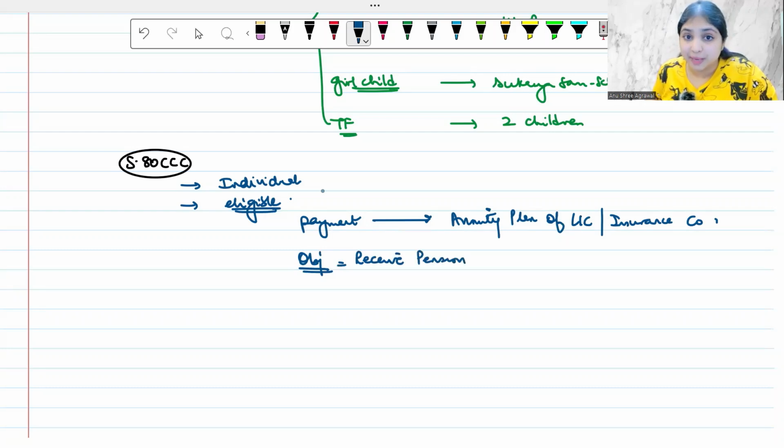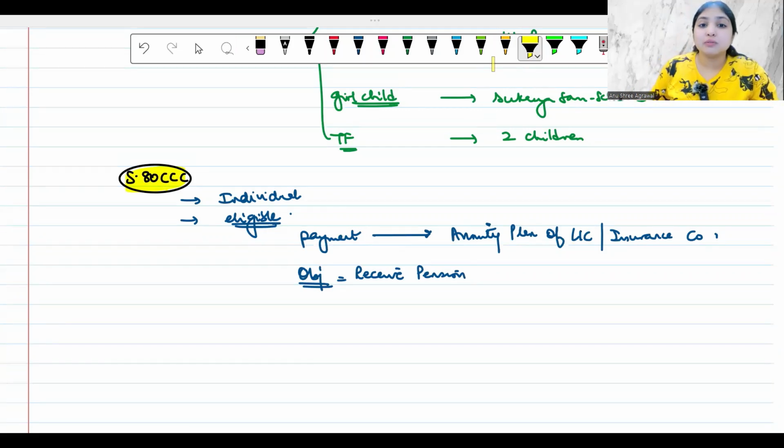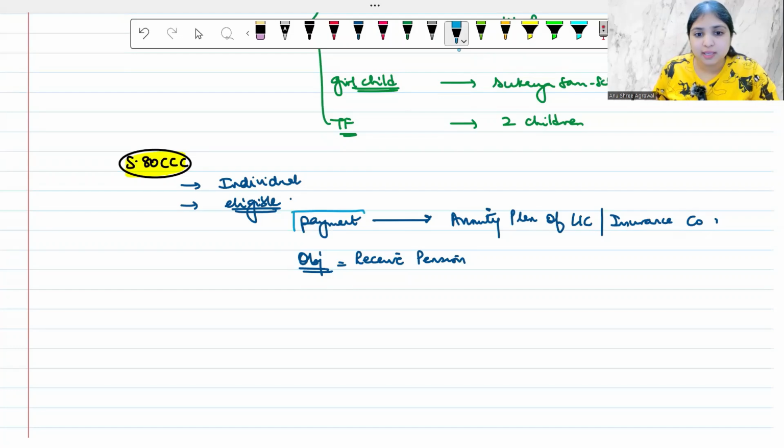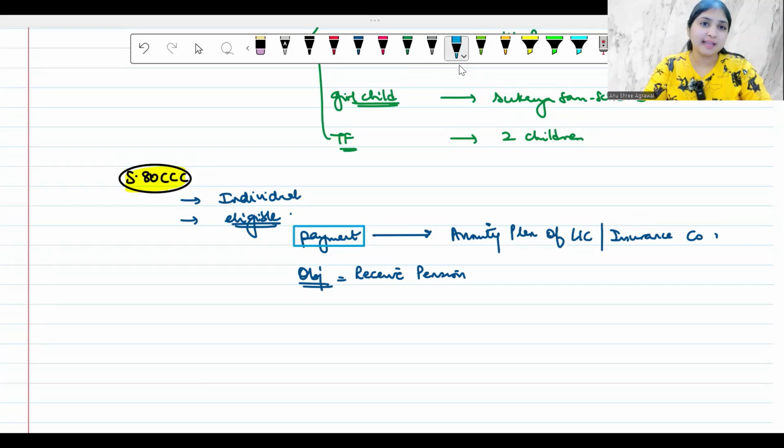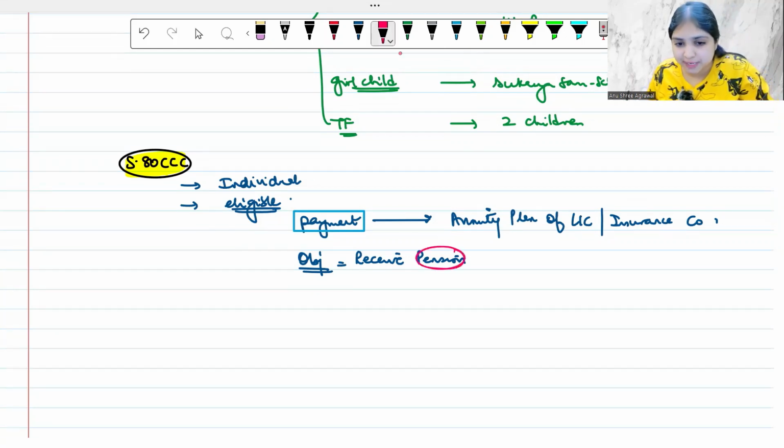So the assessee is making payment towards an annuity plan of LIC or an insurance company. Why? Because later the assessee wants to receive pension. Now this contribution is what the assessee will enjoy under 80CCC. Any payment made towards an annuity plan of LIC or any other insurance company will help the assessee avail 80CCC deduction under Chapter 6A. Now later, what is the assessee going to receive? Pension. When the assessee receives this pension from this annuity plan of LIC, this pension is going to be fully taxable for the assessee.